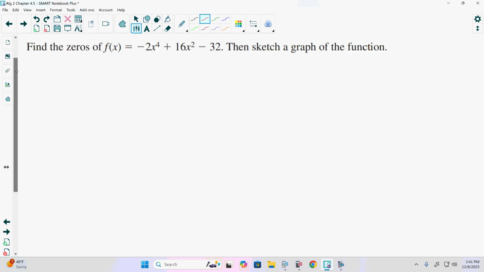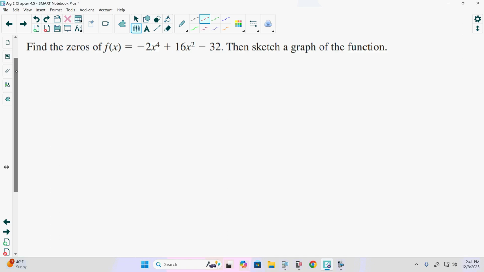Find the zeros if f of x equals negative 2x to the 4th plus 16x squared minus 32. This is actually factorable. It's a quadratic-like equation. So we could almost factor it the same way that we've been factoring these quadratic equations. And that's really what we would have focused on in 4.4.